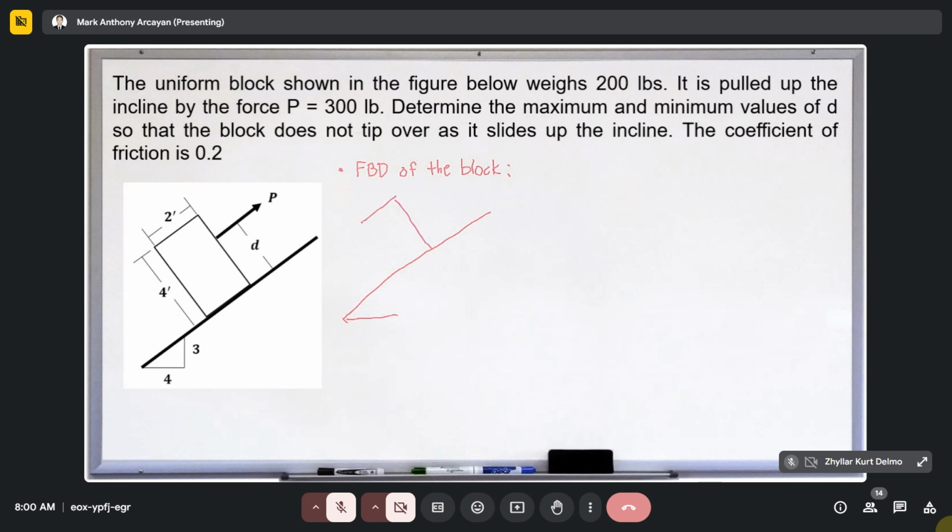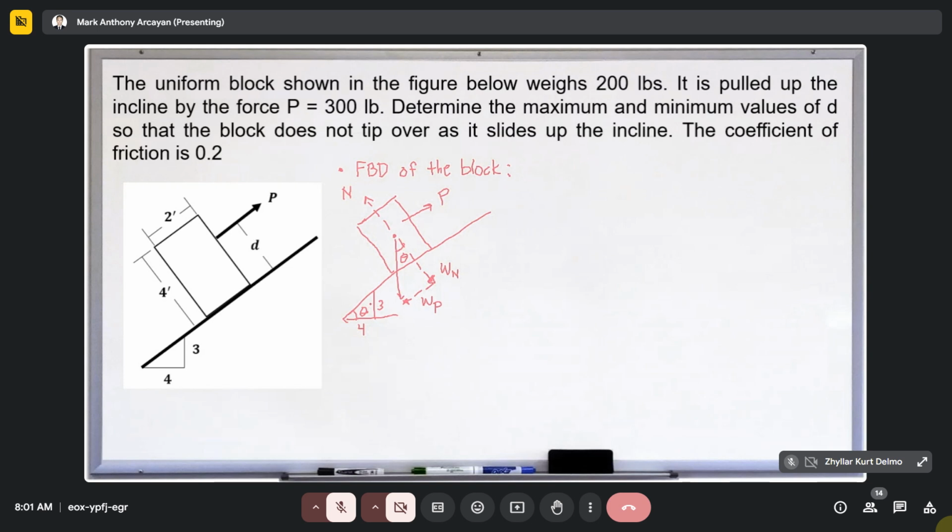Okay, this is our block. This is our force P, and then here we have the weight, and then we will resolve this weight into two components. One is normal, then the other one is parallel to the inclined plane. And we have here the angle, this is 4 3. If this is theta, this one is also equal to theta. And of course, we have a normal force here, N.